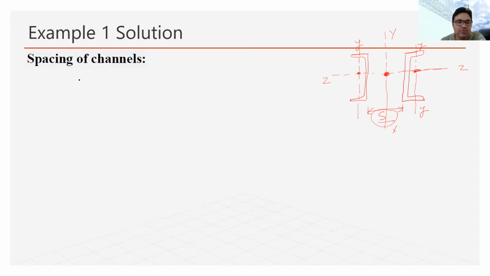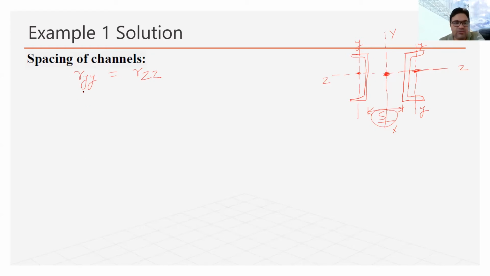Now how do we find that? As I said, ryy of the whole assembly should be equal to rzz. So the value of rzz of the whole assembly should be equal to the ryy value of the whole assembly.